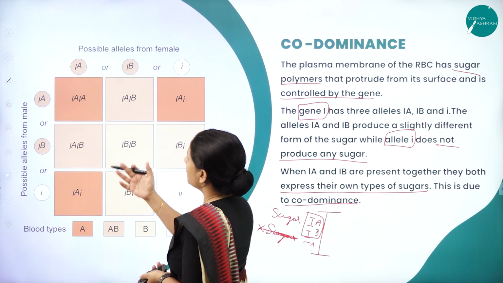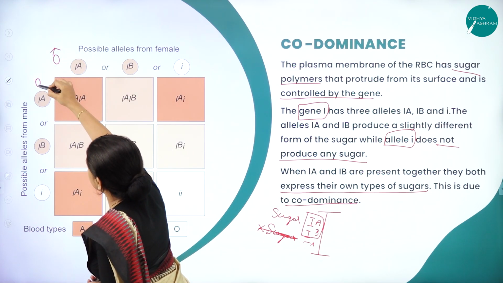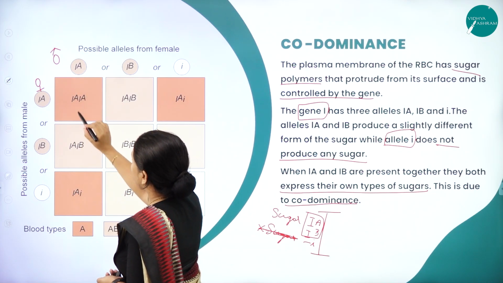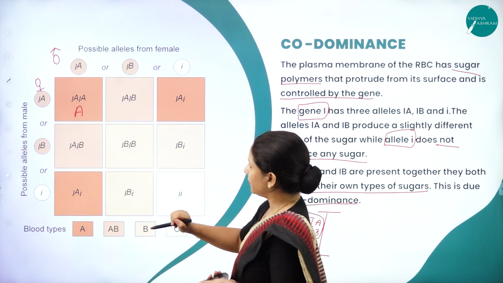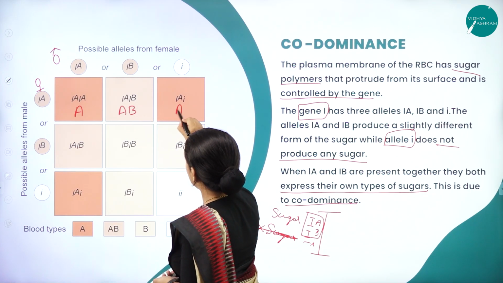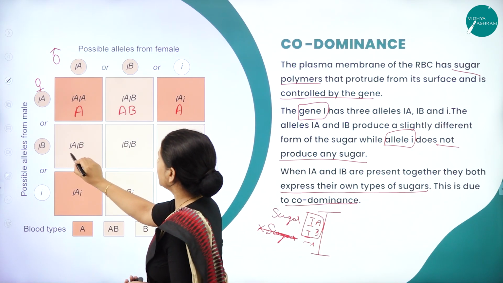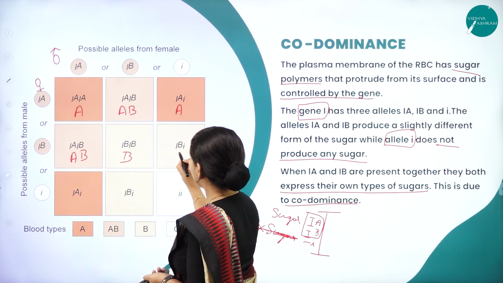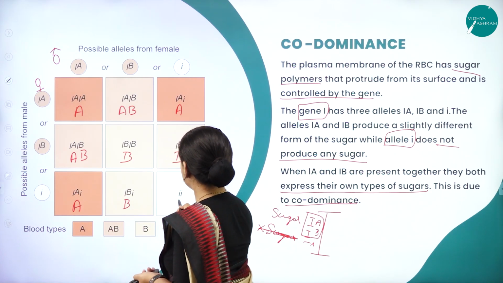So we have taken here what are the genes. So say for example, this we will consider the male and this we will consider the female. So we've taken the genes IA and IA. So here what will be the blood group? It will be A blood group, right? You can see the shadings here, A blood group. IA and IB, it will be AB blood group. IA and small i, A blood group, because i will not get expressed here. So therefore, here it will be again AB blood group. This is B blood group. This one, it will be B blood group. This one A, this one B, and this one will be O.